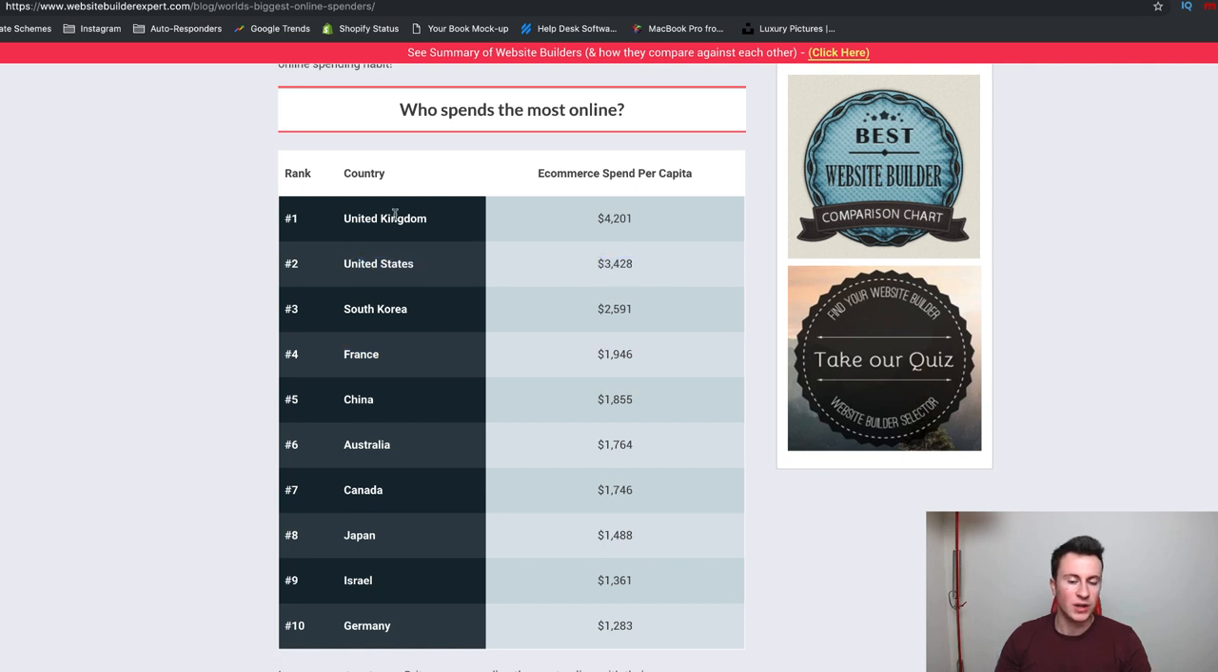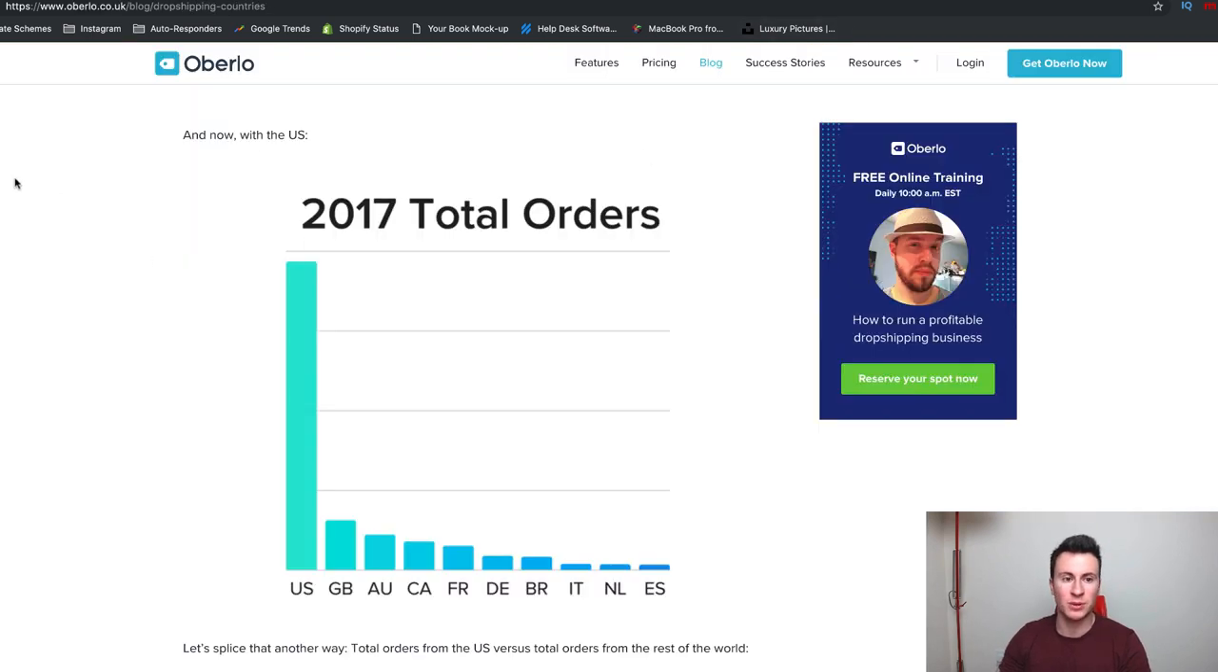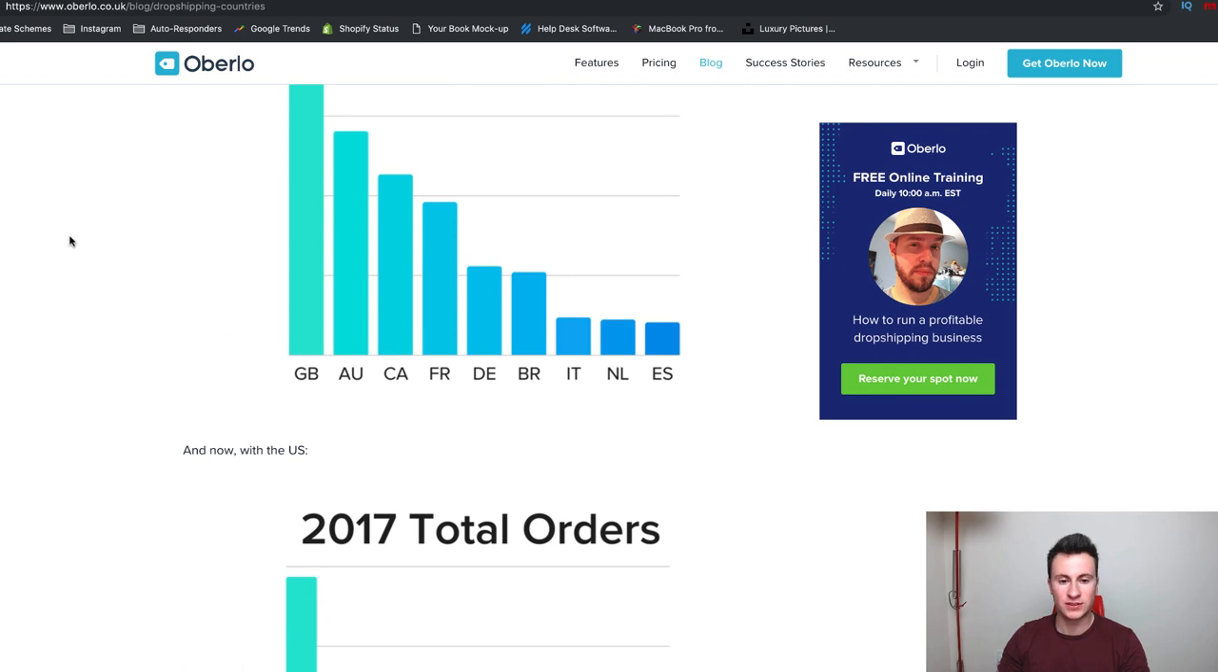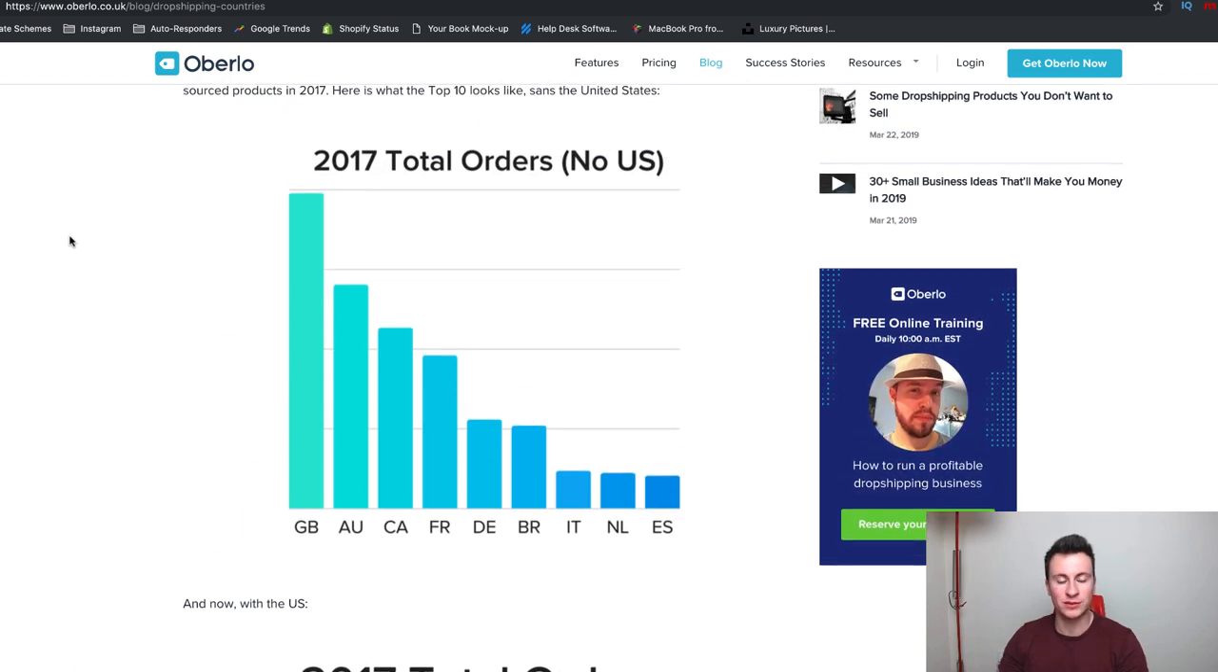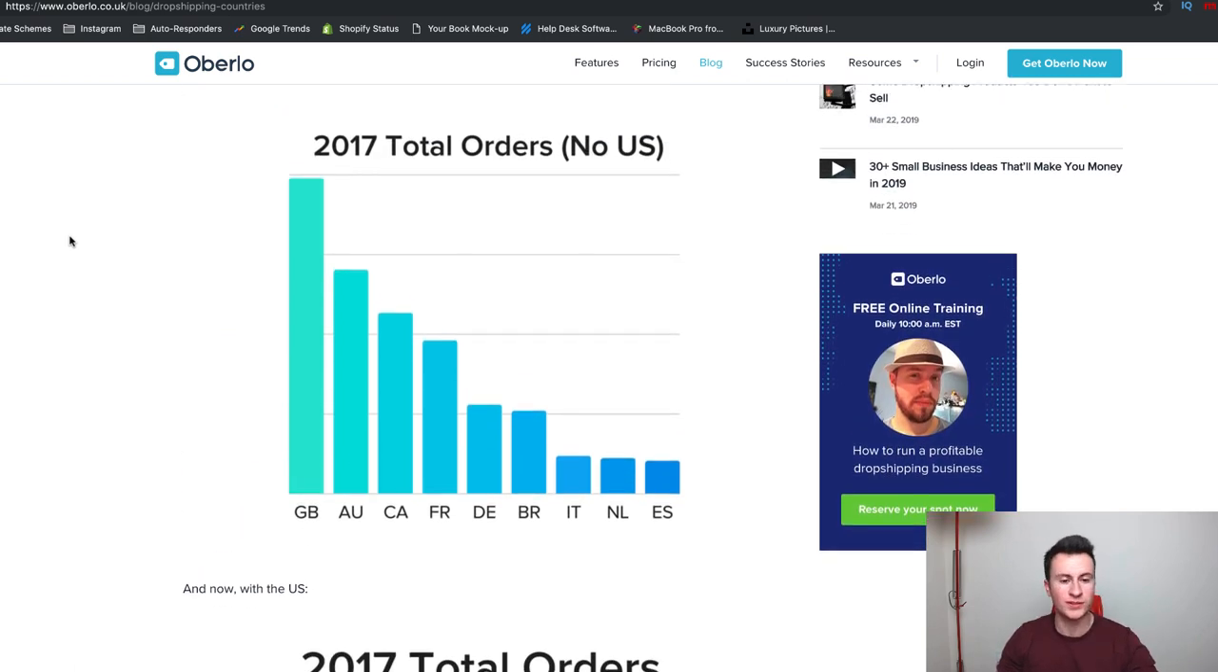But then you've got the US and the UK. And this surprised me as well, because when I show you this next website, you'll see that, even though the UK spend more per capita, by the way, that just means per person, essentially, the US still absolutely dominates the Shopify market. And just to show you then, again, back to Oberlo, these guys have a first-hand involvement in these stats because obviously they're the ones that the orders are going through.